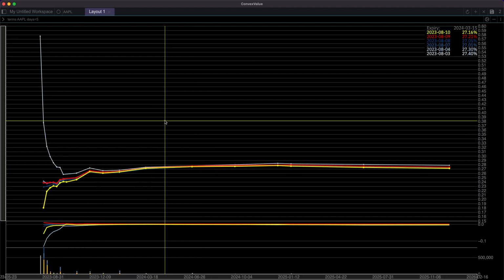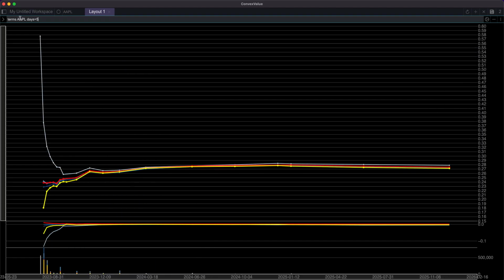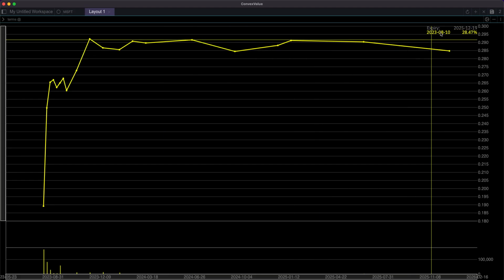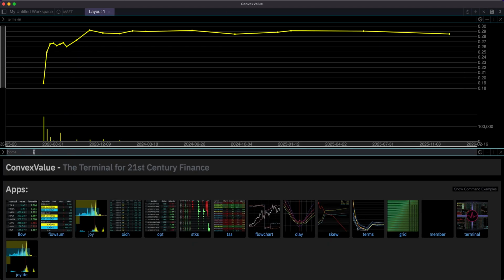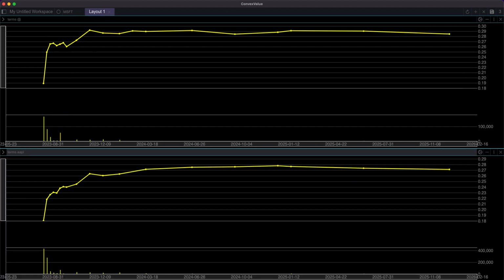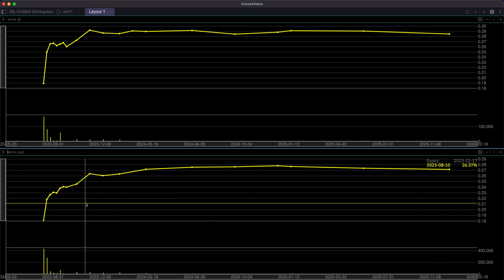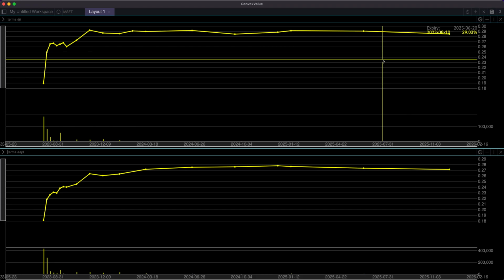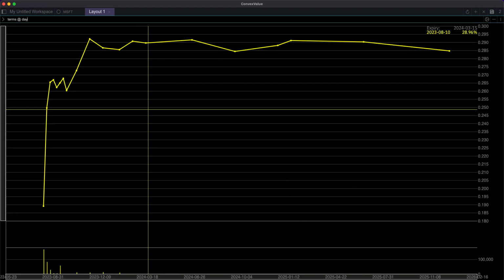So terms, that gives you the implied volatility term structure for any specific symbol, right? So this is for Apple, this is for Microsoft, and let's compare the terms of this is Apple, this is Microsoft. Now, what's really cool about this is not just the specific terms, but you can define how many days you want to look at.